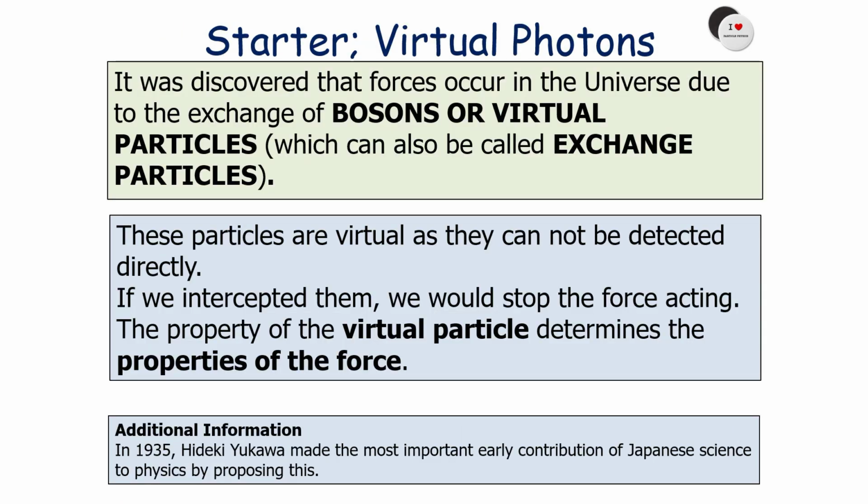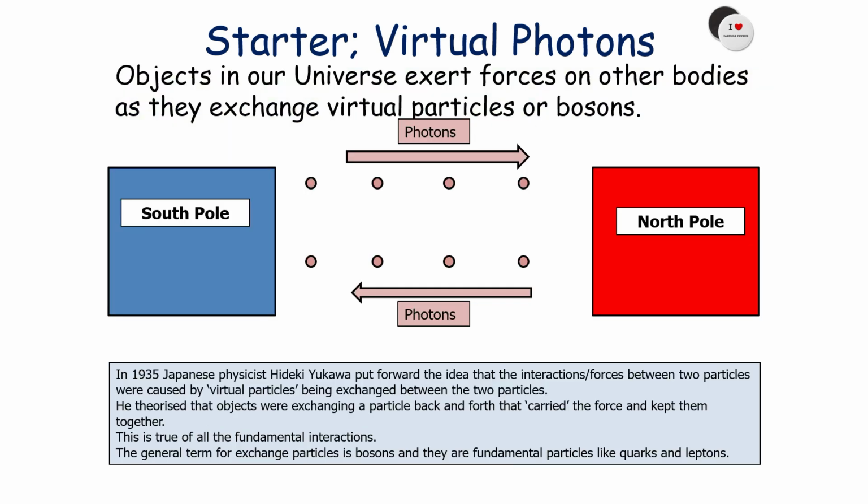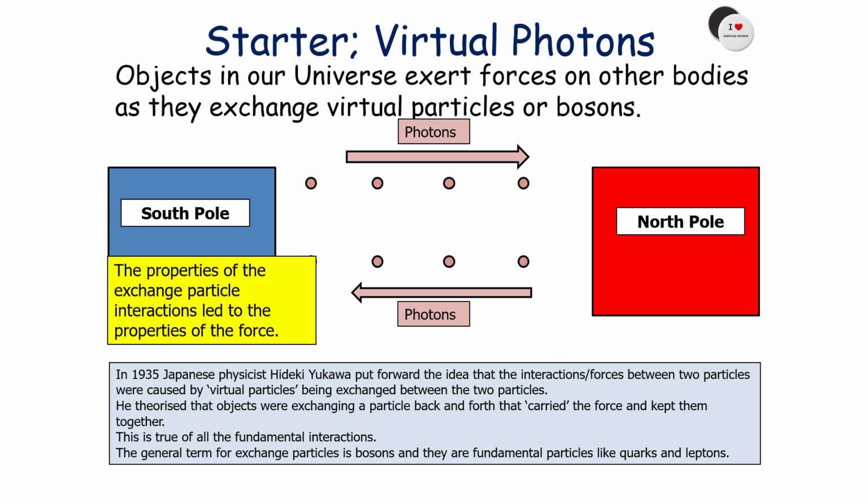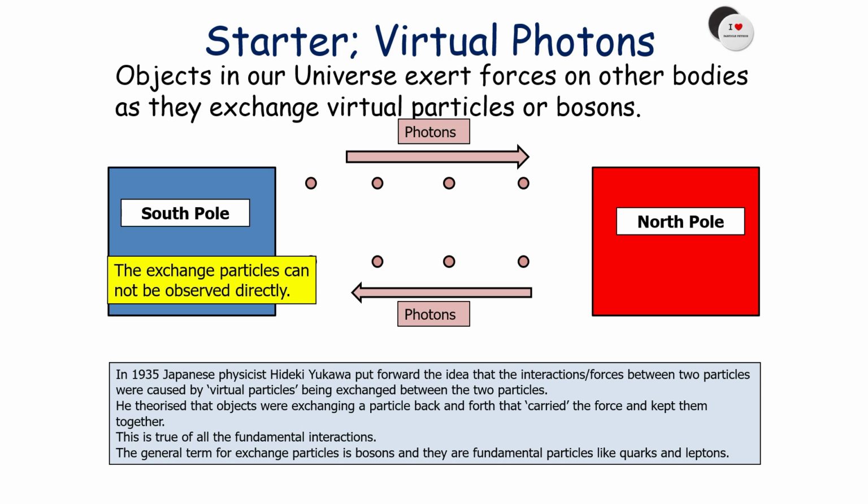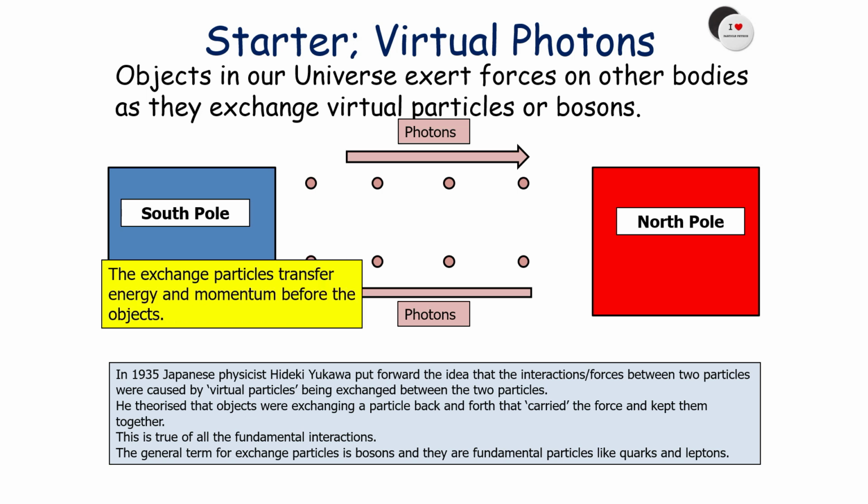So it was discovered that forces occur in the universe due to the exchange of bosons, or virtual particles, which can also be called exchange particles. These particles are virtual, as they can't be detected directly, and if we intercepted them we would stop the force acting, so the property of the virtual particle determines the properties of the force. Objects in our universe exert forces on other bodies as they exchange virtual particles, or bosons. So the properties of the exchange particles lead to the properties of the force itself. Now, the exchange particles cannot be observed directly, and they transfer energy and momentum between the objects.